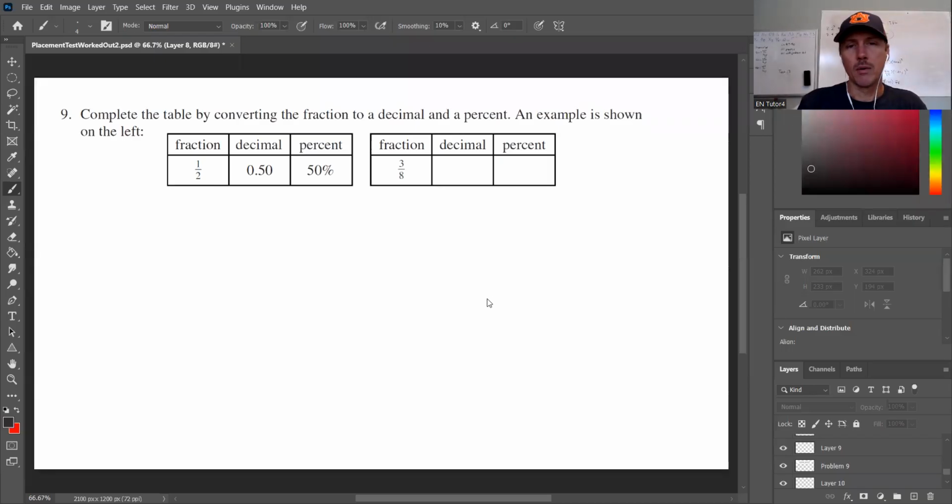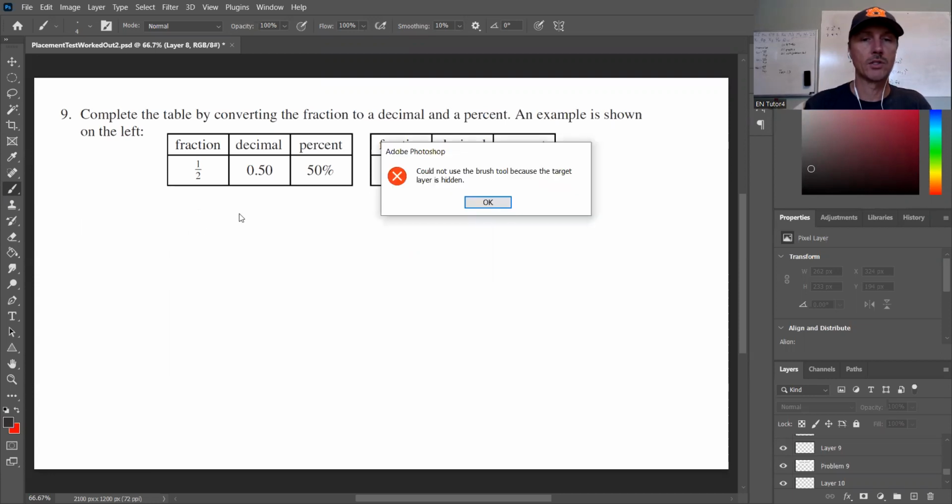A lot of you studied with this problem. Maybe it was unclear what they were asking for, but I want to make sure that you understand the relationship between fractions, decimals, and percentages. They give us this first table as an example, and the hope was that by seeing the first table you would understand what you needed to do in the second table.